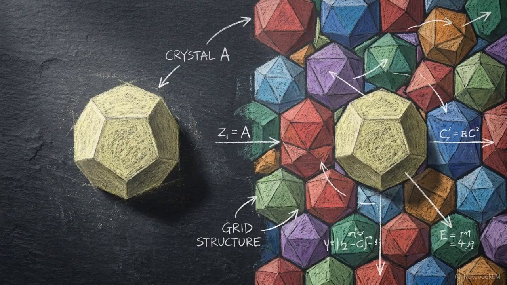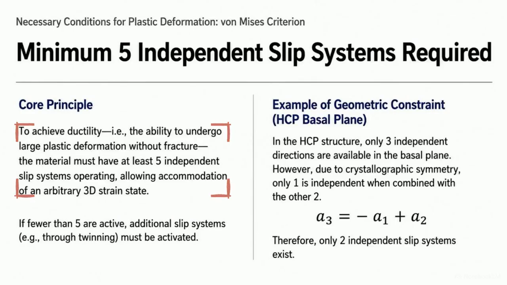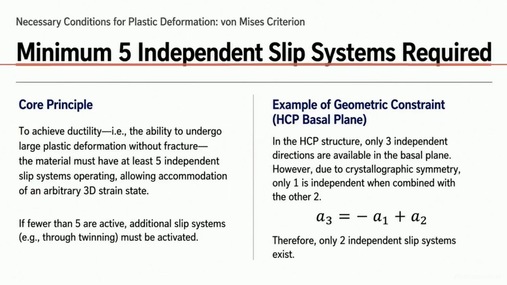Moving from an isolated crystal to a dense polycrystal introduces physical confinement, where individual grains are rigidly constrained by their neighbors. These grains must satisfy the condition of strain compatibility. They must deform identically at their shared boundary to prevent the voids or fractures that would otherwise break material continuity. To accommodate an arbitrary three-dimensional strain state while maintaining this compatibility, the von Mises criterion requires a minimum of 5 independent slip systems to be active.